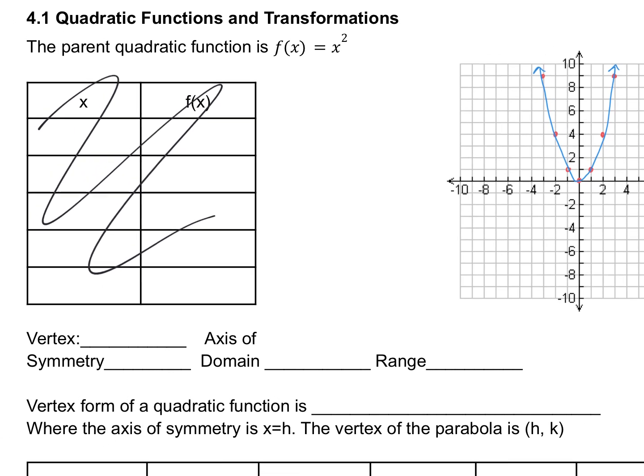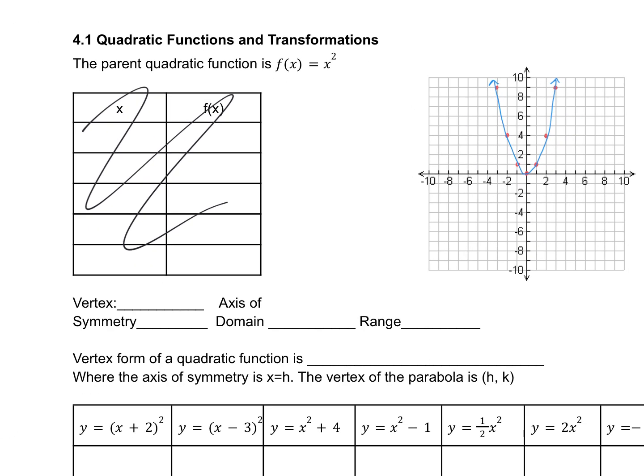All right, so of that parent function, what is your vertex? At 0, 0. Axis of symmetry is x equals 0. Your domain, you're going to have to know domain and range for your final. So it is from negative infinity to positive infinity. And your range is up and down, so it starts at 0 and then goes up to infinity. And make sure you have a bracket on that 0.